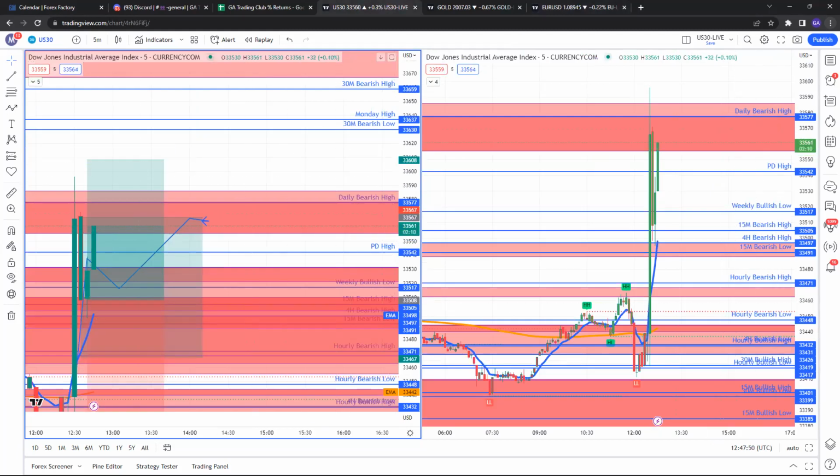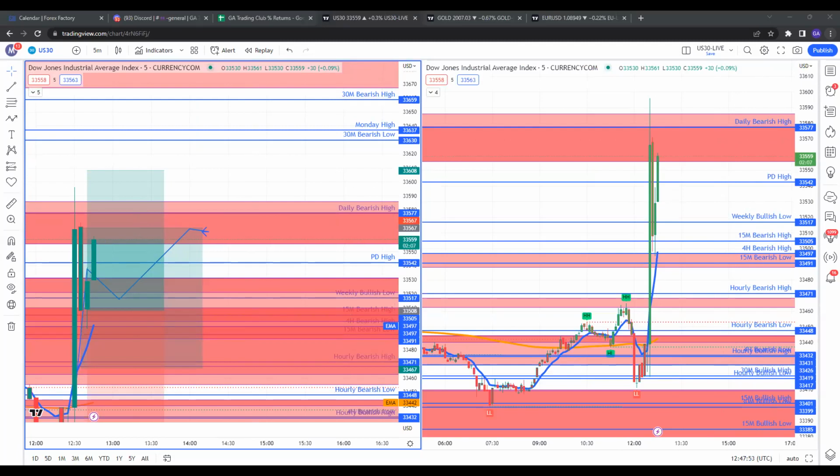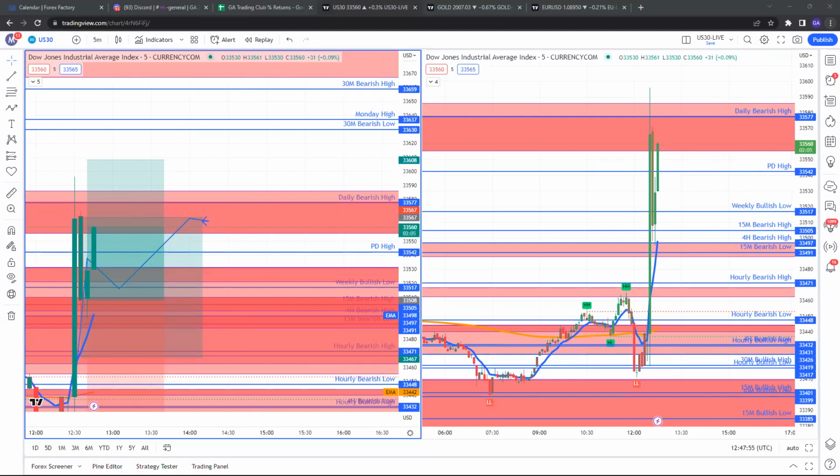So I'm up 50 pips in profit. There you go. So if this blasts past the daily bearish high and closes above, we should hit full TP for that trade. Let me see what I want to do here.